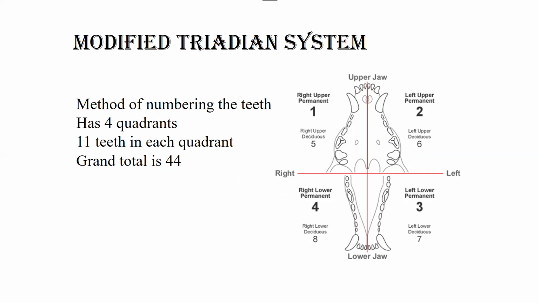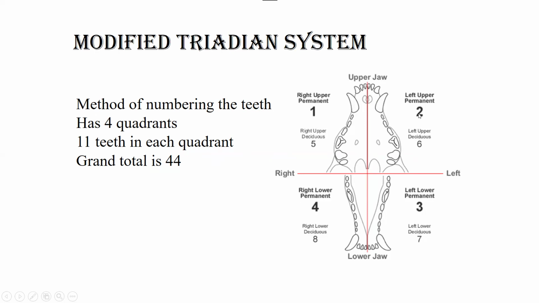In this system we have the dental arcade, upper and lower, as shown in this diagram. We divide the whole oral cavity, the upper and lower jaw, by two lines. Number one is horizontal and the other is a vertical line, and using these lines we get four quadrants. Number one is right upper, number two is left upper, number three is left lower, and number four is right lower. So this is fixed.